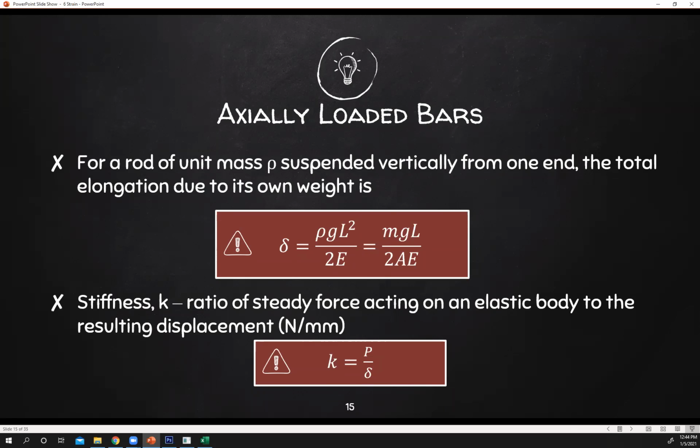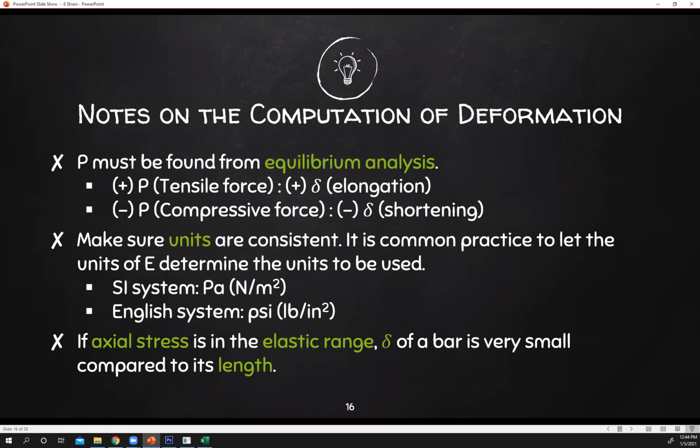Right. So let's have a few notes on the computation of deformation. P must be found from equilibrium analysis. What's equilibrium analysis? That's your summation of moments and summation of forces equals 0, so we're going to draw free body diagrams here. Then sign convention: positive P if you have tensile force, so positive delta or positive elongation. Negative P if you have compressive force, and then you have negative delta if you have shortening.